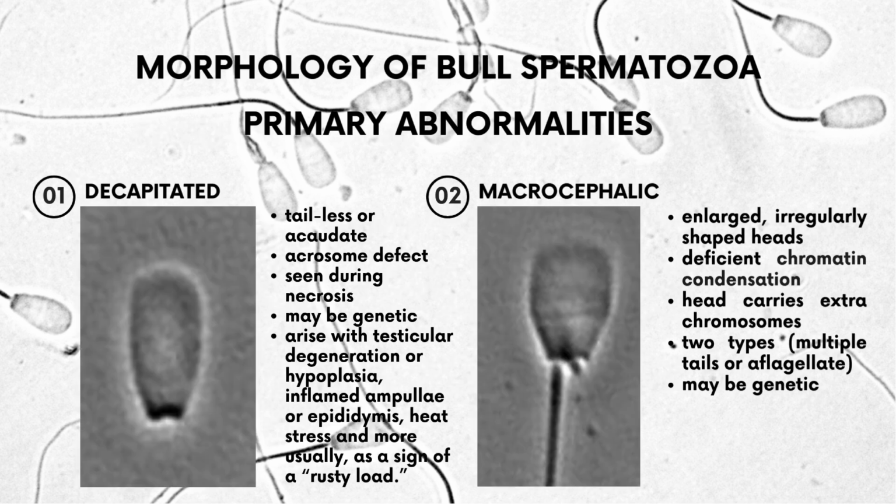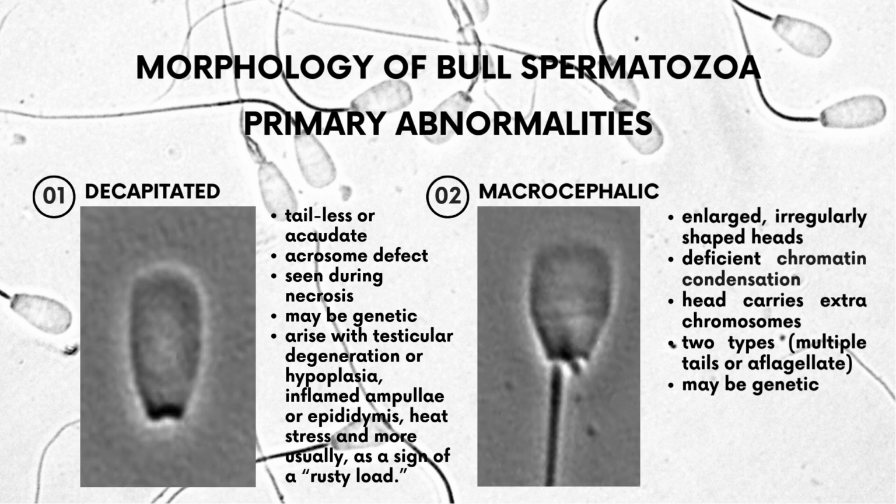Now, we are moving on to the primary abnormalities of the bull spermatozoa. Number 1 shows a decapitated sperm head. This is a tailless or a caudate sperm which resulted from acrosomal defect. It is typically seen in necrosis and may be genetic. Separation of the sperm head and tail can be caused by a number of adverse factors affecting either spermiogenesis or sperm maturation. However, a specific sterilizing form has been reported in several cattle breeds: Guernsey, Hereford, Swedish Red and White, where it has been associated with sterility.